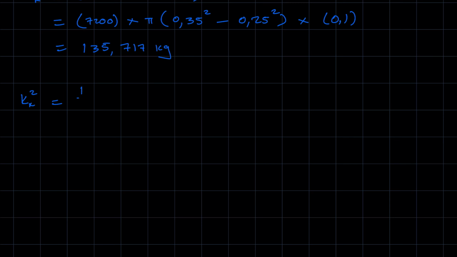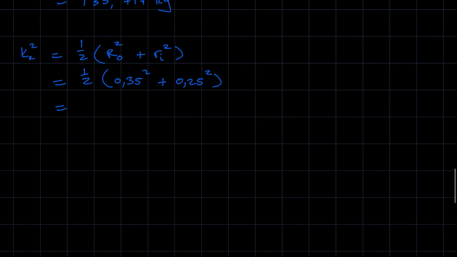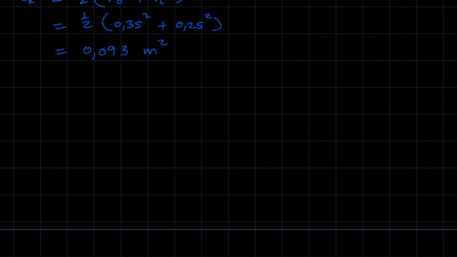So this will simply be half into, you simply take this as it is, but now instead of minus, it's going to be plus. So this will be R_O squared plus the inside radius squared. This is 0.35 squared plus 0.25 squared, and then this will be equal to 0.093 meters squared. So we've calculated the mass and the radius of gyration squared.